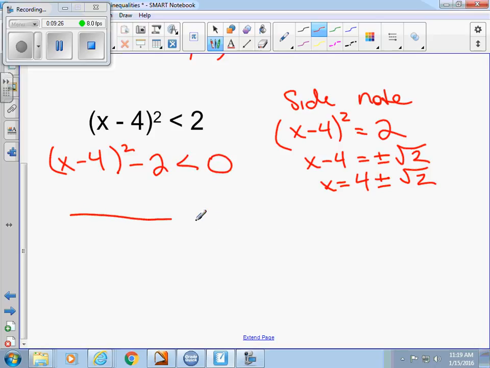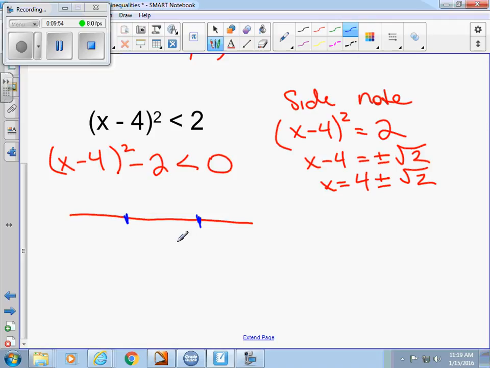Why is it important if I'm using a sign chart to have 0 on one side? Because you have to find where it is equal to 0 or negative. Right. Positives and negatives mean nothing if I'm not looking at greater than or equal to 0. Because 1 is positive, but it's less than 2. It wouldn't help. So you plug in a 4.